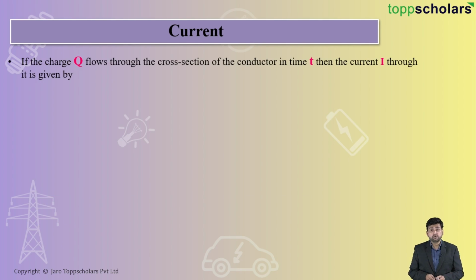If a charge Q flows through a cross section of the conductor in a time t, then the current I through it is given by I = Q/t. So, this is your equation. Current is Q upon t, where Q is the flow of charge and t is the time duration.